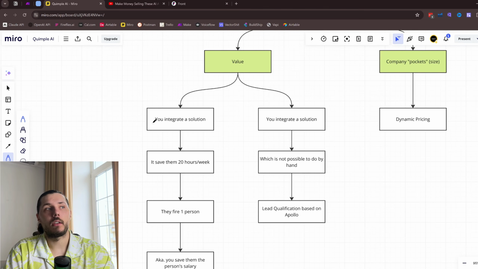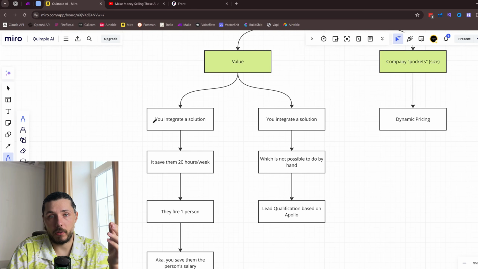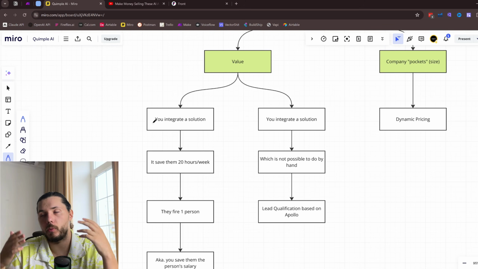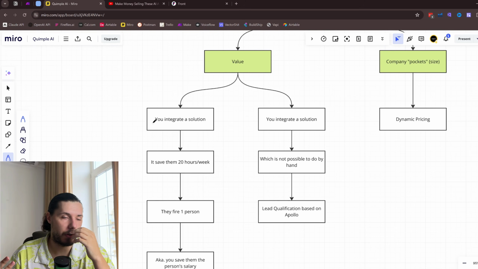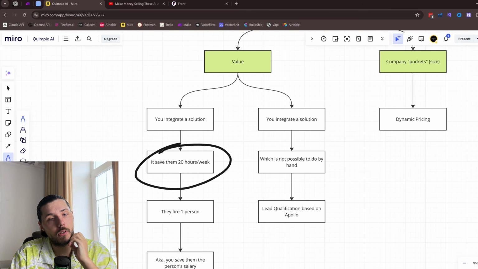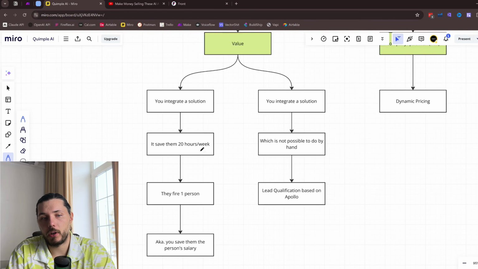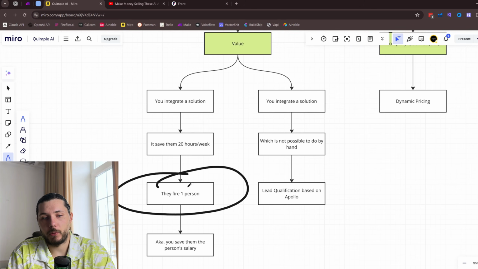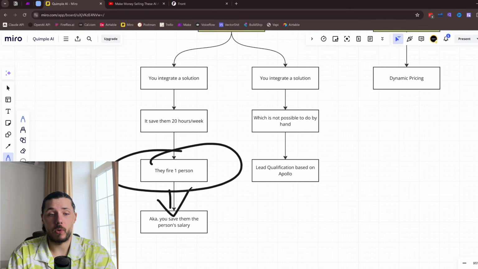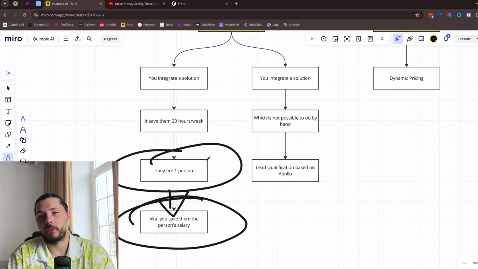You need to understand their processes, obviously. It's not an audit, you can call it whatever, and it's free, obviously. Then you present your offer and say, okay, based on our conversation, I understand that we can save you 20 hours per week by doing that, and you can replace one person. Usually businesses do not fire people because of that. They just put them on a different task, but you can save them this one person's salary.